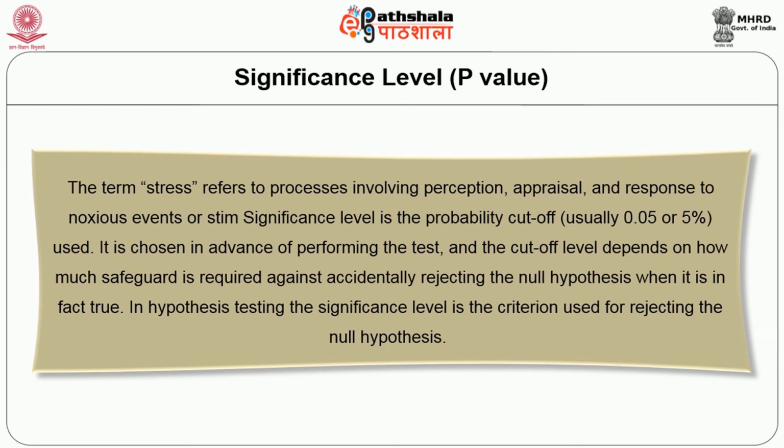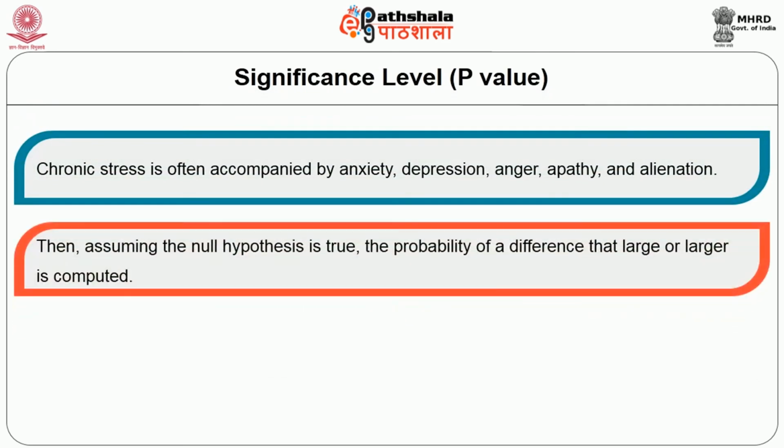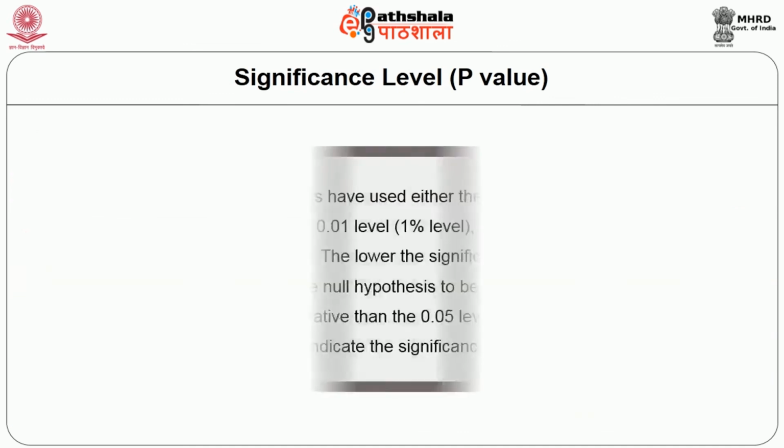The significance level is used in hypothesis testing as follows. First, the difference between the results of the experiment and the null hypothesis is determined. Then, assuming the null hypothesis is true, the probability of a difference that large or larger is computed. Finally, this probability is compared to the significance level. If the probability is less than or equal to the significance level, then the null hypothesis is rejected and the outcome is said to be statistically significant.